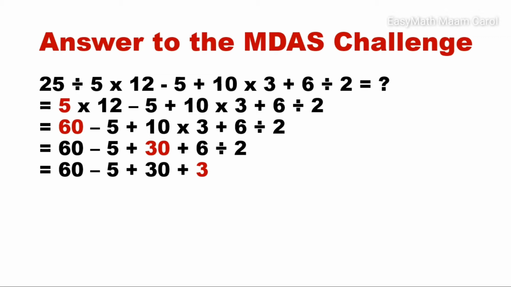So, what we're going to do is to compute for this from left to right. So, alam natin na 60 minus 5 is 55 plus 30, that's 85, plus 3, 88. So, ang final answer natin na ay 88, as indicated by the red number here. So, para dun sa mahabang series of operation, ang final answer doon ay 88. So, sana lahat kayo nakakuha ng tamang sagot doon sa ating MDAS challenge.